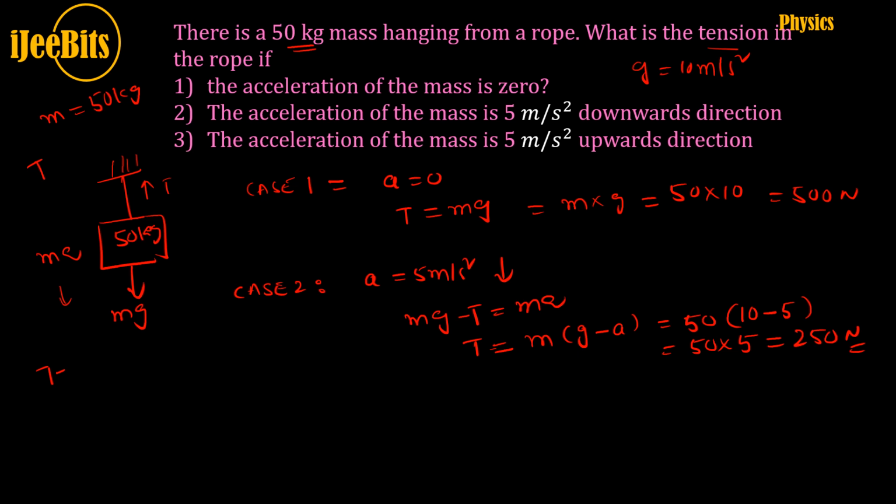When it is in the downward direction, you feel like you are losing some weight. That's what it says. Case 3. What is case 3? A equals 5 meters per second squared in the upward direction. When it is the upward direction, your net force would be T minus mg equal to ma. We are considering the directions. That's why I'm starting based on the net direction; the net force direction would be the starting reference for me. So T minus mg. So what is the T value here?